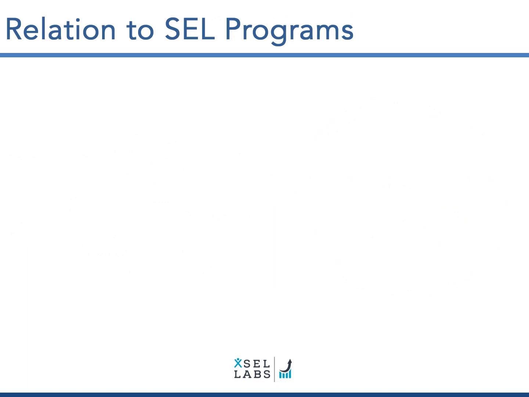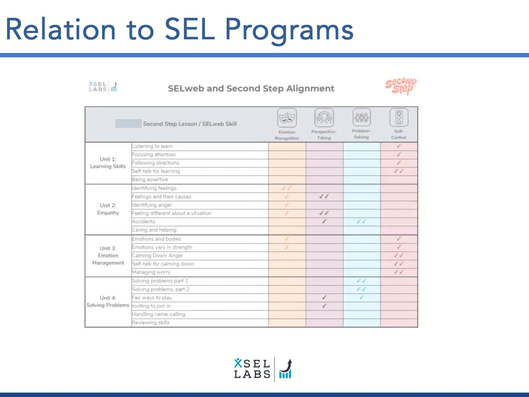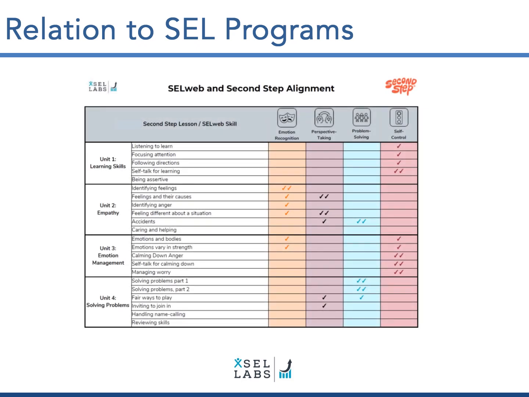So everything that SELweb is designed to assess is reflected in the CASEL model. Finally, we wanted to assess skills that are the focus of instruction in some of the most widely used social and emotional learning programs. This page shows a crosswalk between the kindergarten scope and sequence of an SEL program and the skills that SELweb assesses. Each of the rows reflects a lesson in that scope and sequence, and each column reflects a skill area measured by SELweb, including emotion recognition, social perspective taking, social problem solving, and self-control.